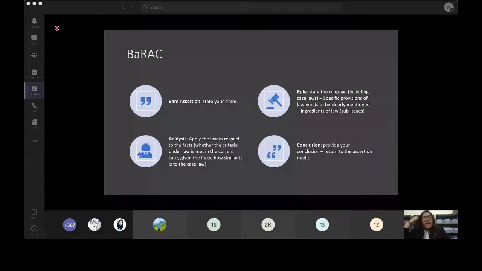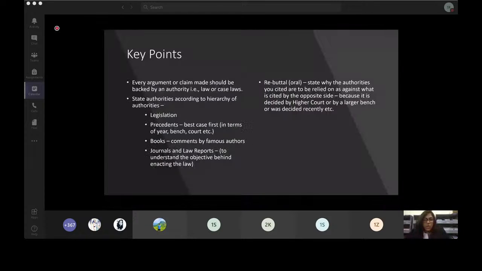Now again, a key point to keep in mind about your argument is that it should be backed by an authority or a case law. In any situation, you are still presenting a case. So when you are presenting the case, you have to back it by a case law or any other legislation. According to the hierarchy of authorities, the best is that if you have a legislation or statute which is already supporting what you're saying, go with that. The second best case scenario is you take precedents.